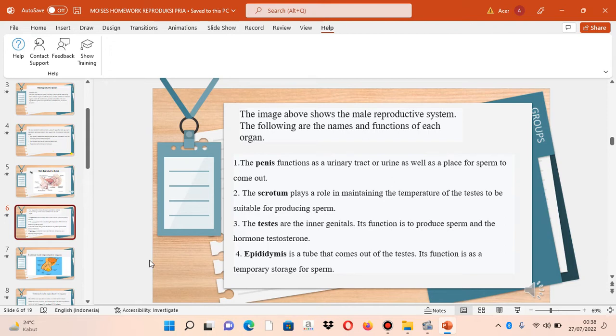And the next is the epididymis. The epididymis is a tube that comes out of the testis. Its function is as a temporary storage for the sperm.